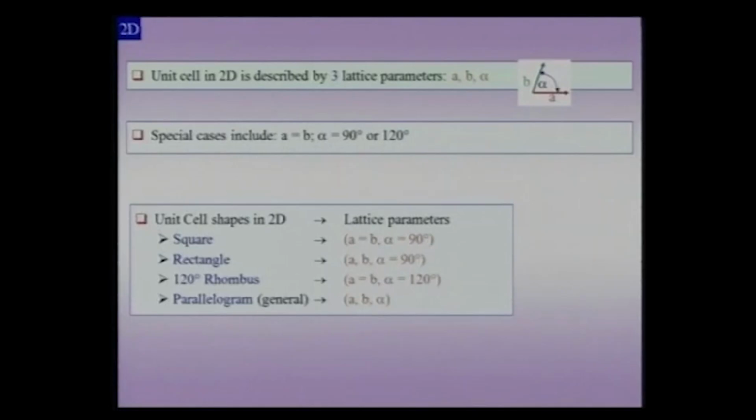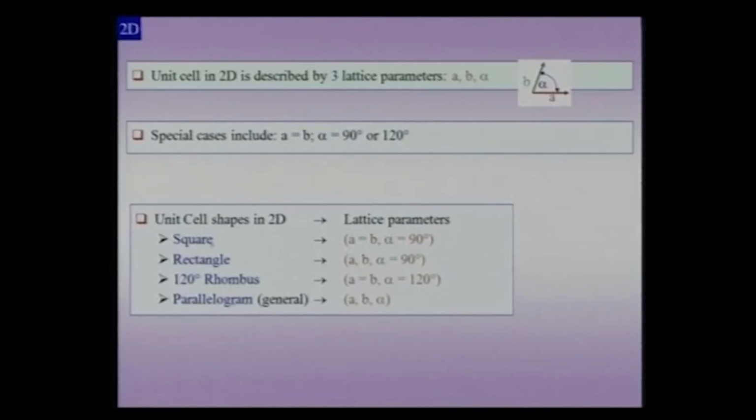We also said that there are typical or special cases wherein you have special constraints on the lattice parameters, or special constraints on the angles. The special constraints on the angles could be 90 degrees or 120 degrees, while in special cases A could be equal to B. There are 4 types of unit cells which are observed in 2 dimensions. These are the square, the rectangle, the 120 degree rhombus, and the parallelogram.